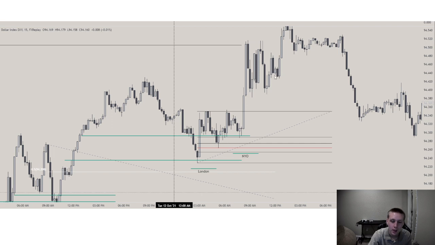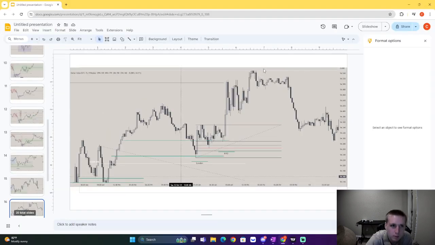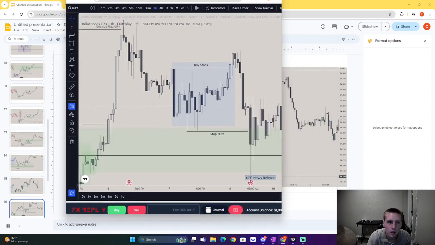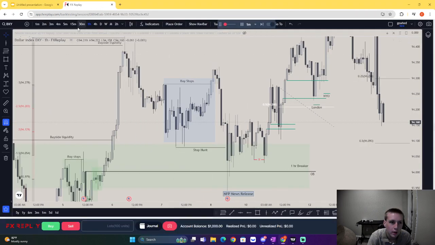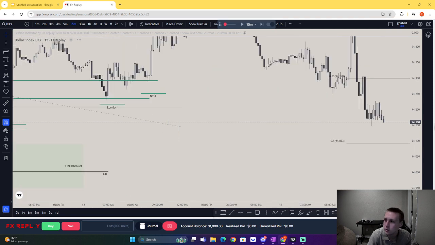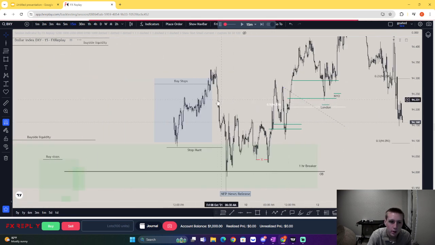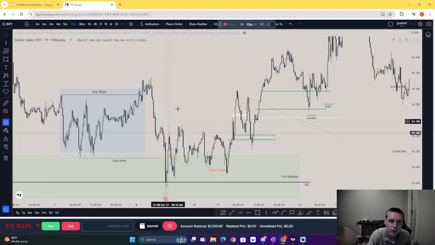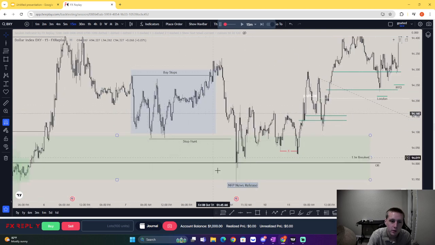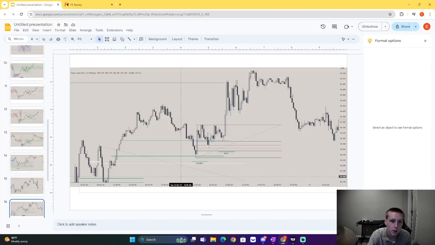And I do want to make note, I'm going to pull up FX Replay because I thought I had a slide for this, but I guess I didn't. But right here, I wanted to note that this is just AMD. Right here we have accumulation, then we have manipulation, and then we have distribution within this model. This is your accumulation, AMD right there. So I want to make note of that. I thought I had a slide of that, but I never did.